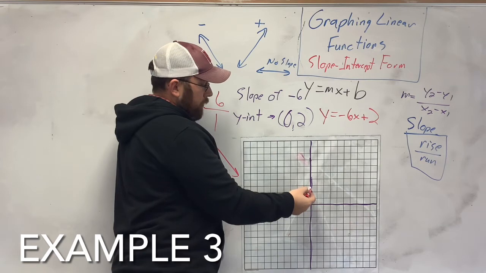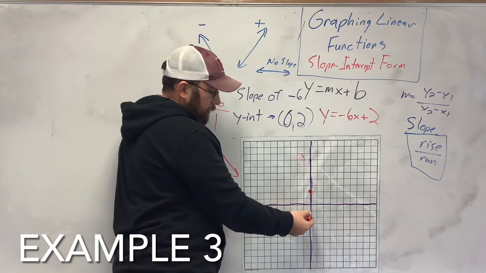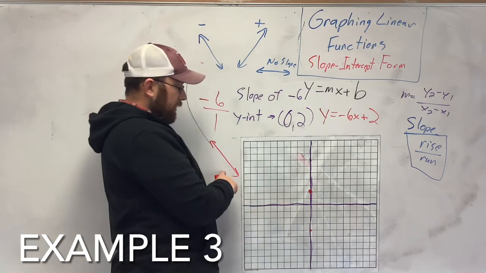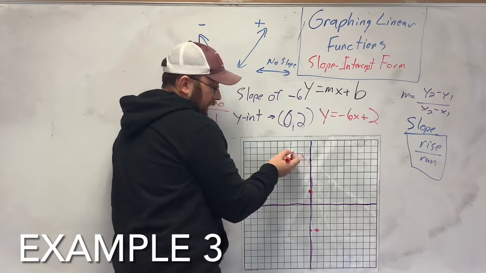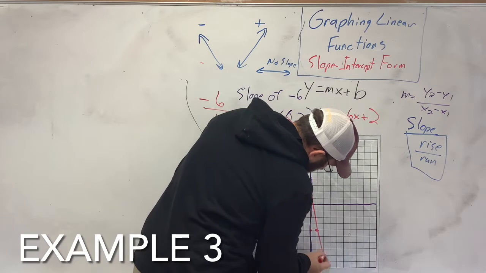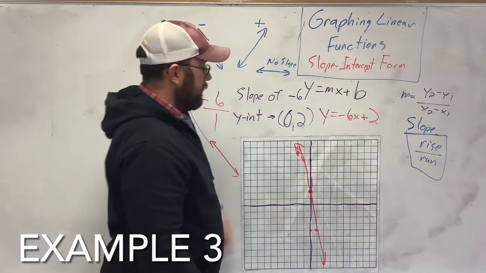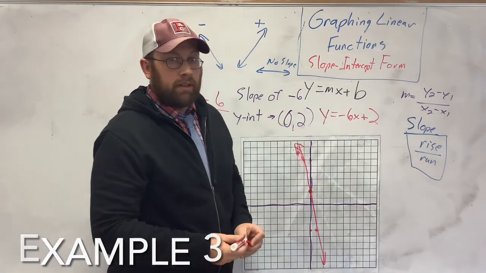All right, so I'll go down 1, 2, 3, 4, 5, 6. Now I want my line to look like this, so I'm gonna go to the right one. And I'm gonna connect the dots. There we go, that's a little bit better. There you go, and that's this graph.